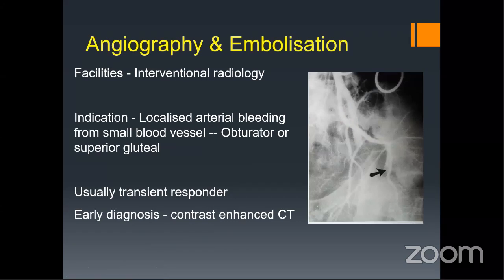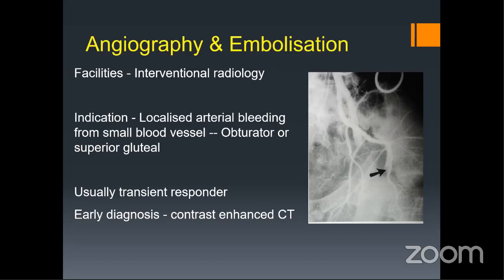And last of all comes angiography and embolization. It's very easy to jump to this before you've done all the other things, but it's also probably the least likely thing to stabilize the patient. Of all the interventions we've talked about, probably the pelvic binder is the most useful, and will be the most useful for the biggest number of patients.